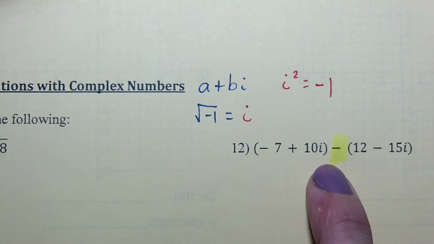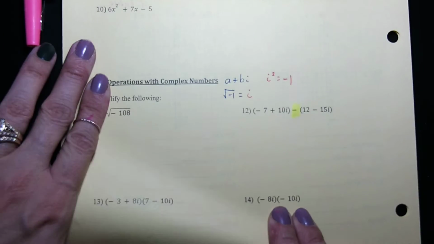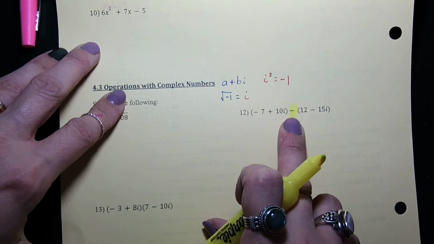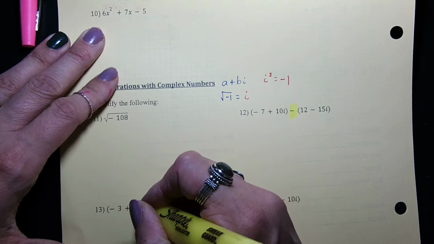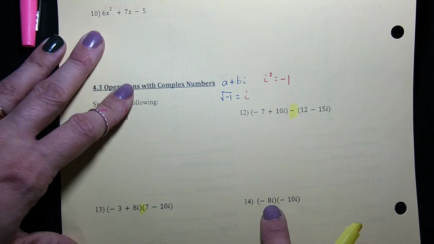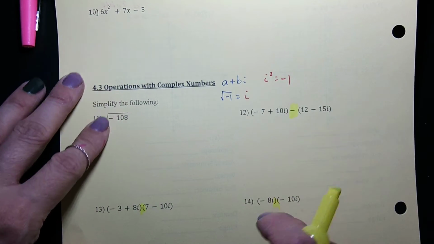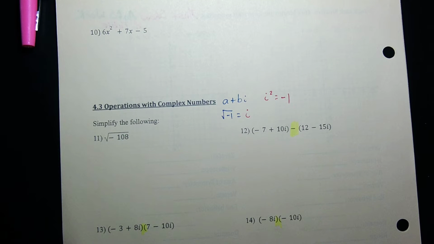My other big recommendation for this section in the test is make sure that you are keeping track of your operations. This one is not foiling, even though I have two sets of parentheses. It's got a minus sign, so we need to distribute the minus sign first and then combine our like terms. Number 13 is foiling, and number 14 is multiplying. Questions on that page, or did everybody get that top part written down?